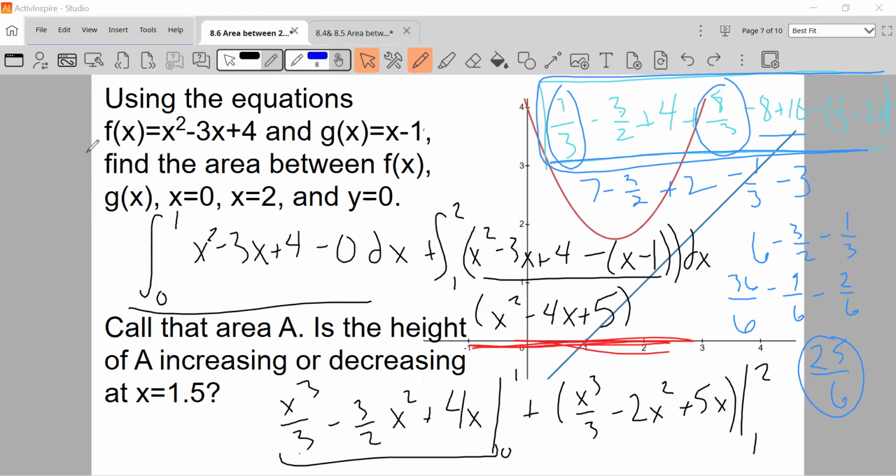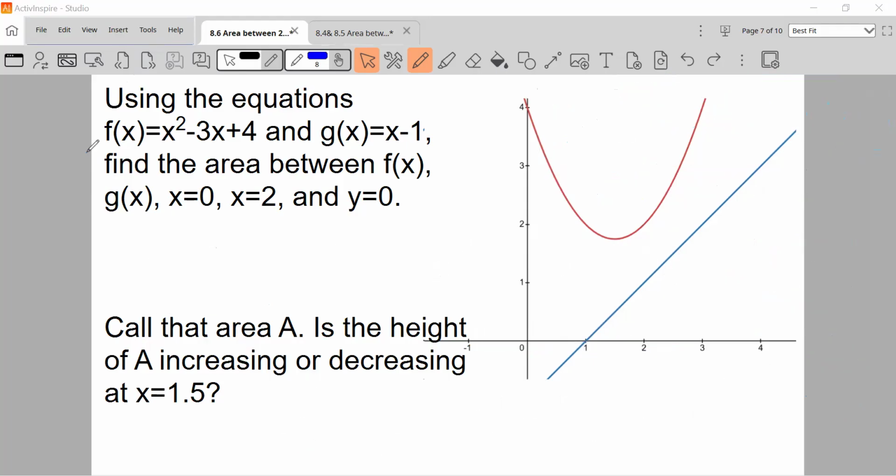The second half says, is the height of A increasing or decreasing? Okay? So is the height of that increasing or decreasing at 1.5? Now, it's important we say at 1.5 because 1.5 means we're talking about this parabola minus that line. If I instead said something like 0.5, it would just be the parabola minus y equals 0.